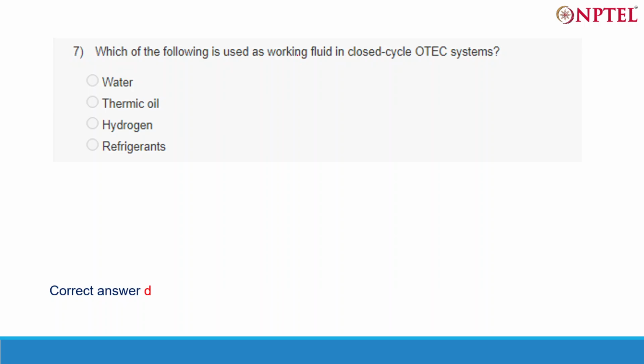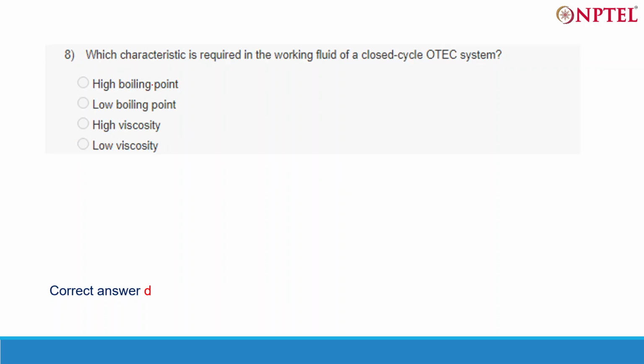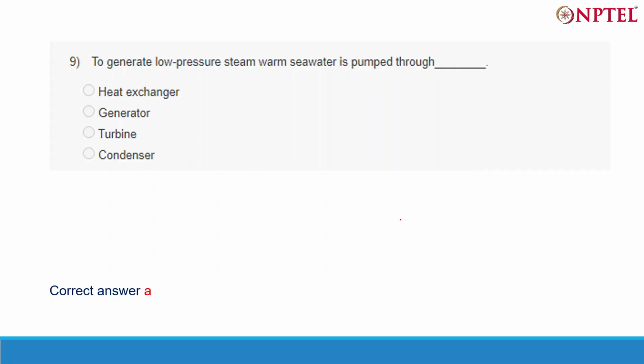Which of the following is used as a working fluid in closed cycle? The working fluid is always refrigerants, ammonia or something. Which characteristic is required in the working fluid of a closed cycle OTEC system? It should have a low viscosity, and a low boiling point also. To generate low pressure steam, warm water is pumped through what? A heat exchanger. So the evaporator is generally a heat exchanger.